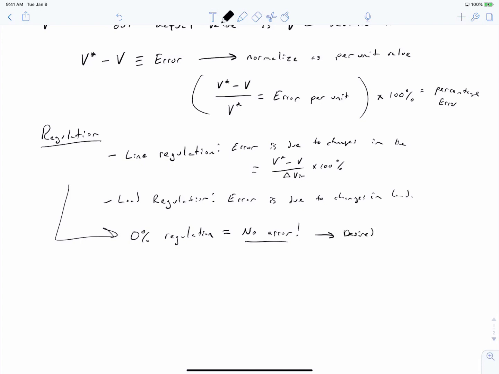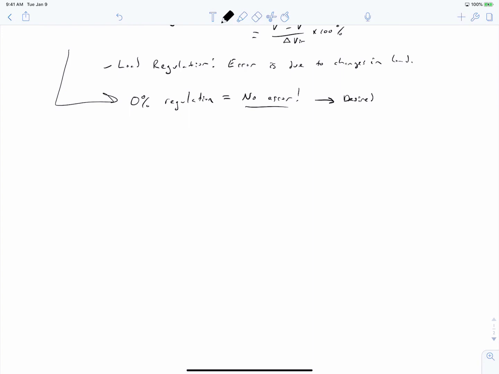Okay, so let's consider an example. Let's talk about the single-phase rectifier that we've been building up so far in this class. And in one of our previous videos, we developed the following expression that we use to actually solve our series resistance value. But in this case, we're going to use it to solve for our output voltage.